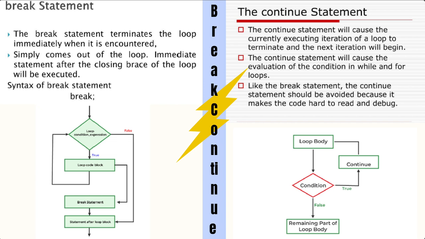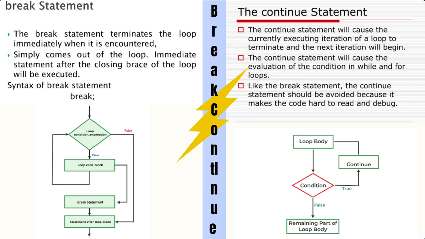Finally, we have the break statement versus the continue statement. The break statement terminates a loop immediately when it is encountered, whereas the continue statement skips to the next iteration. For the break statement, it comes out of the loop immediately, and the statement immediately after the closing brace of the loop will be executed. The syntax of the break statement is according to this flowchart. It is very easy to understand. You can have a look at this.